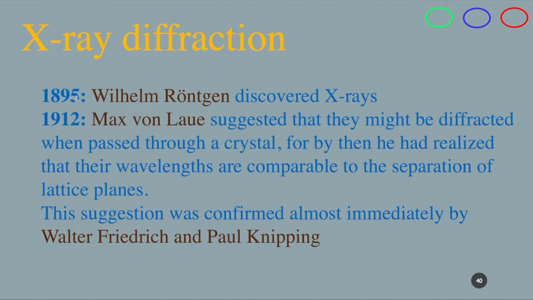In 1895, Röntgen discovered X-rays, and immediately, I think in 1912, Laue suggested that they might be diffracted when passed through a crystal, because by then it was realized that the order of the wavelength is comparable to the separation of lattice planes, and this was confirmed by Friedrich and Knipping.